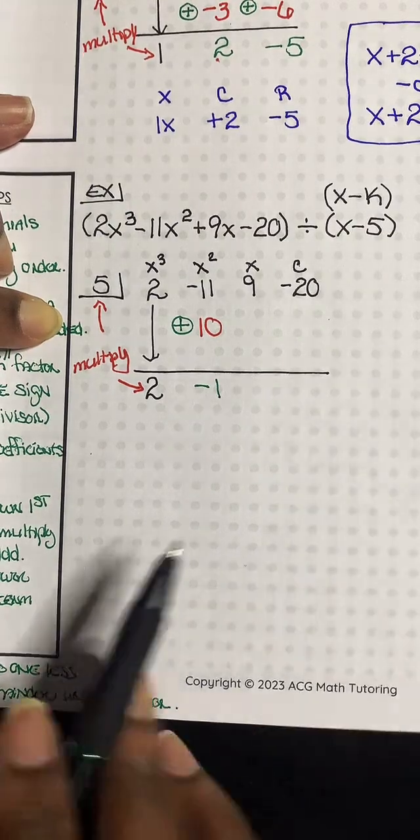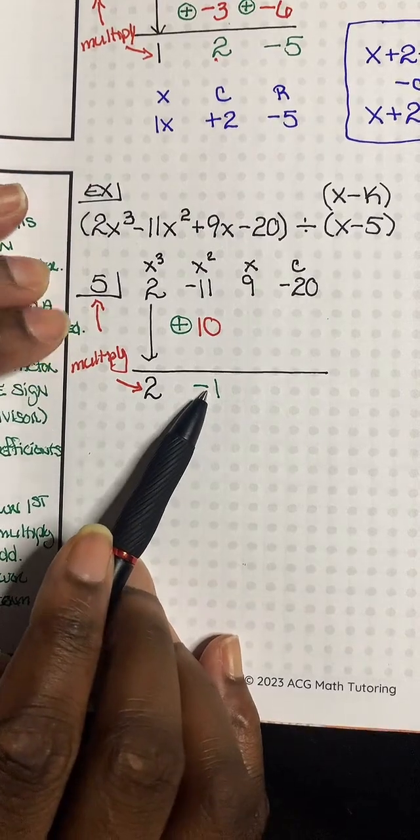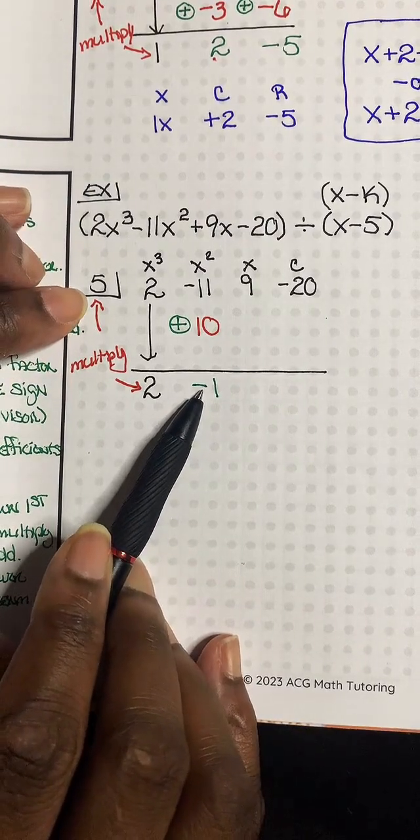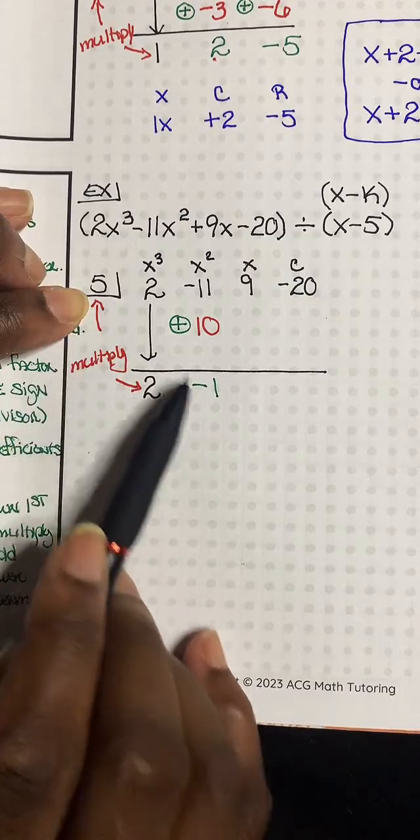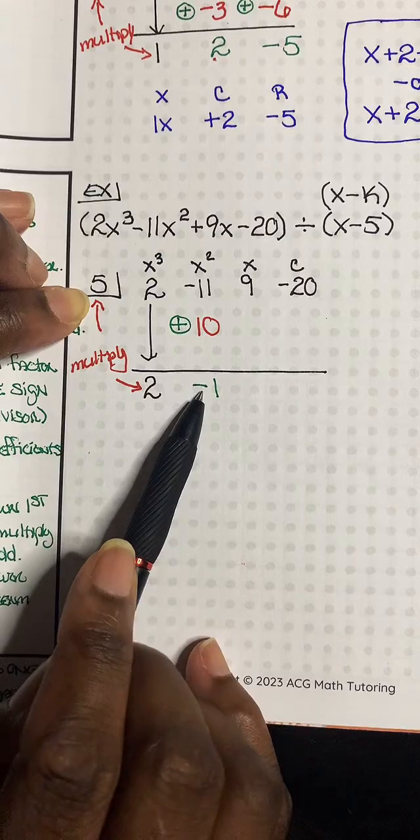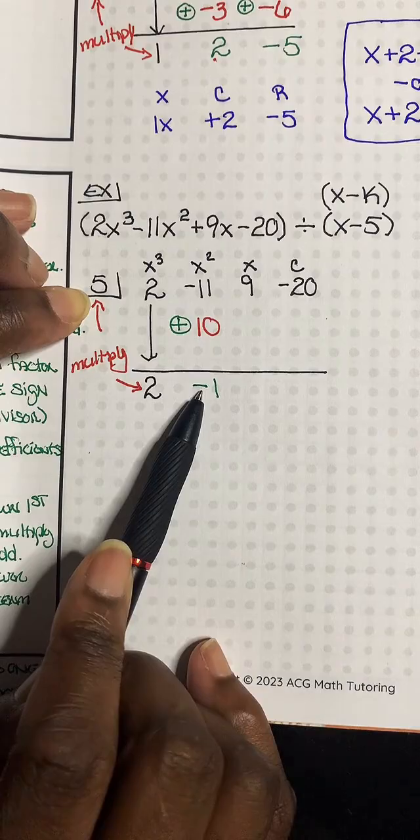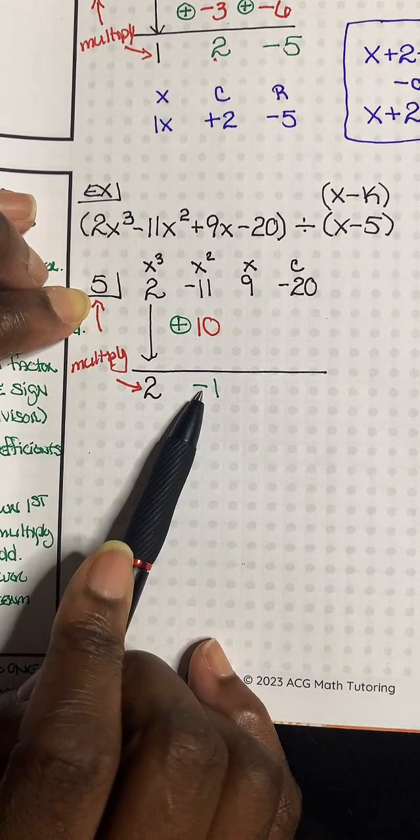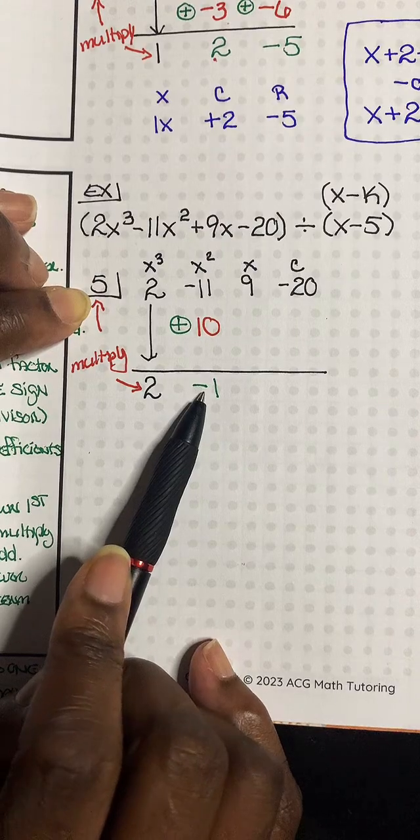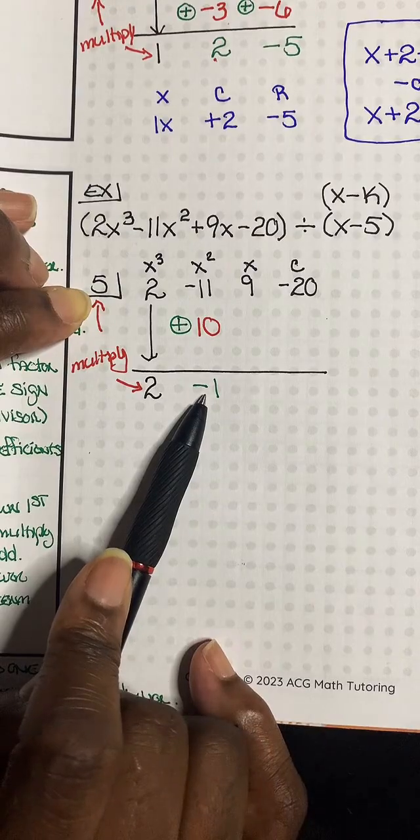Okay. So now we're going to repeat this process again. This time we're going to multiply again, but we're going to multiply the 5 and the negative 1. So 5 times negative 1 gives me what? Make sure you're multiplying. 5 times negative 1 is negative 5. It's not 4. We're not adding, we're multiplying.